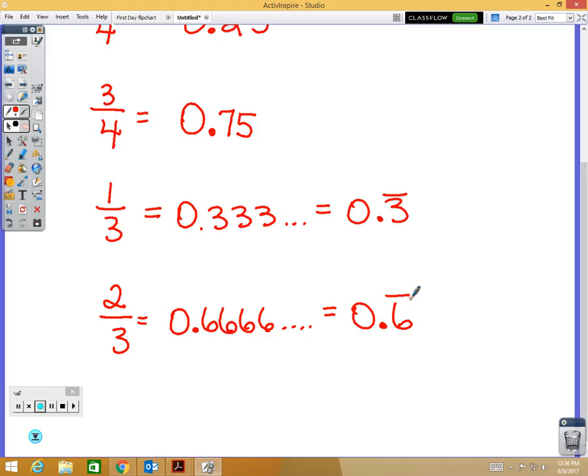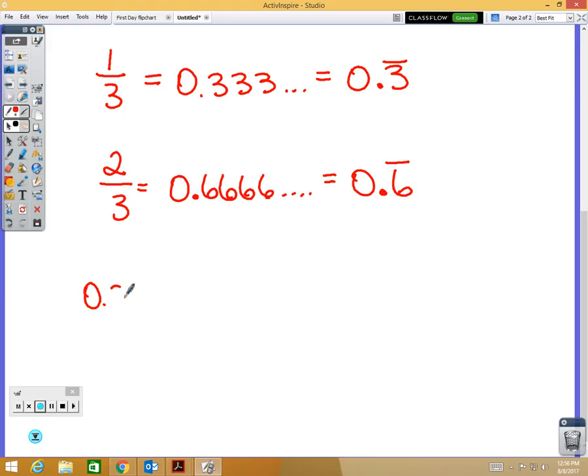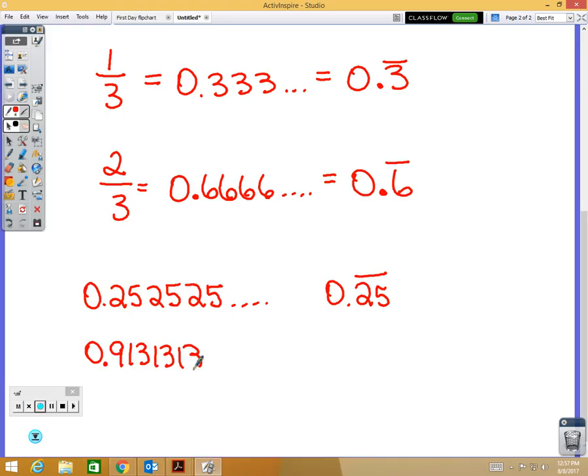All right, so the question is, if you had 0.25 repeating, how you would show it using a bar. Since the 2 and the 5 repeat, you would make sure that your bar is over the 2 and the 5. Okay? Now, if we had something like 0.9131313, the 9 didn't repeat because we only had 1 of them. So when we put the bar over it, we're only going to put the bar over the 1 and the 3. So that would look like 0.9, and then your 13 is what's repeating. Okay? The 9 was not repeating in this example.